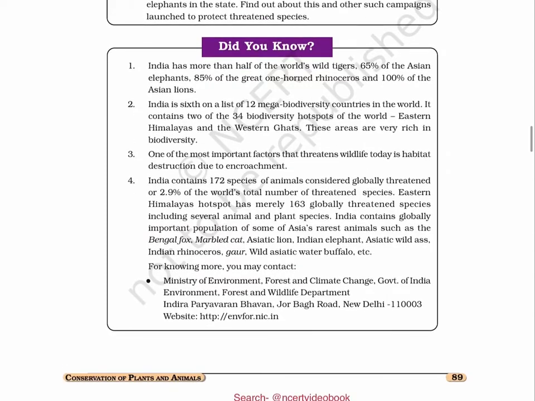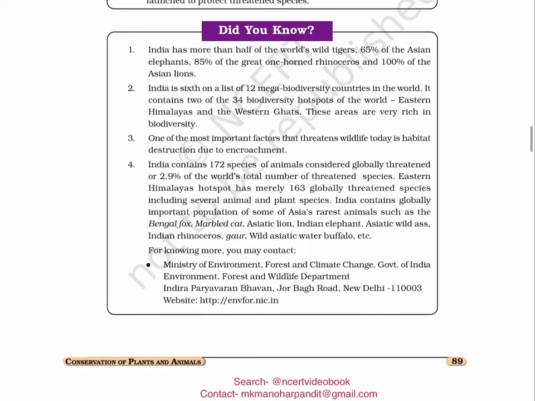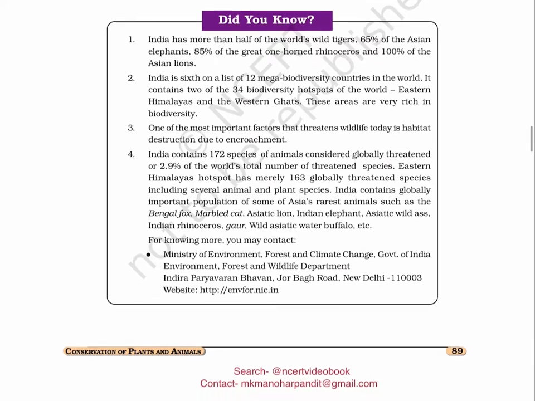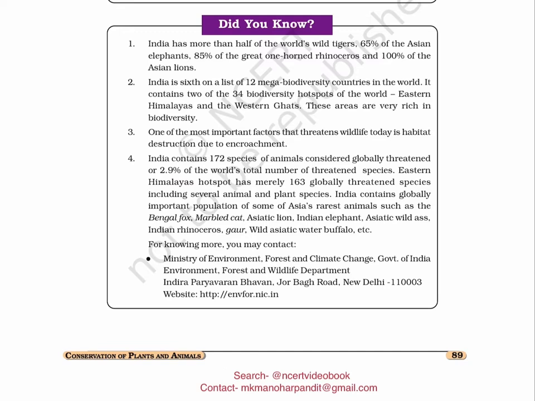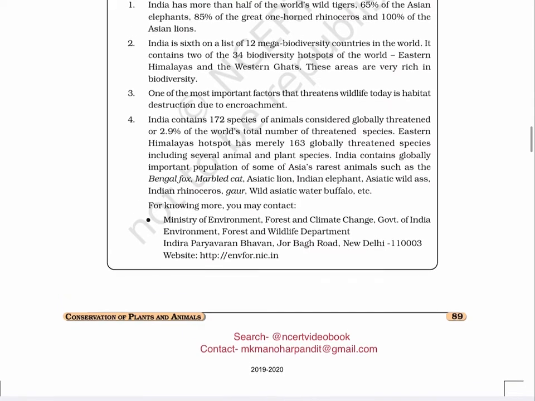Did you know? First, India has more than half of the world's wild tigers, 65% of the Asian elephants, 85% of the great one-horned rhinoceros, and 100% of the Asian lions. Second, India is 6th on a list of 12 mega biodiversity countries in the world. It contains 2 of the 34 biodiversity hotspots of the world, Eastern Himalayas and the Western Ghats. These areas are very rich in biodiversity.